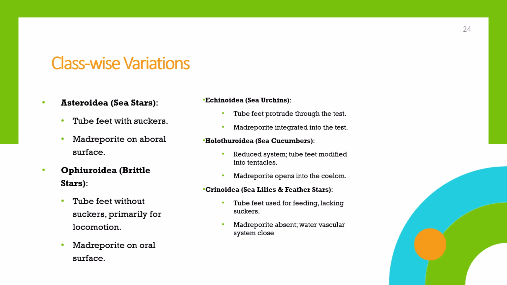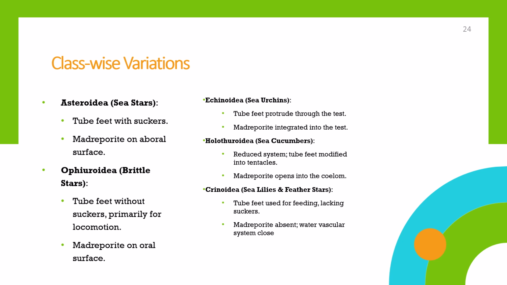So there are class-wise variations in the tube feet. In Asteroidea, as I said, tube feet with suckers are present. In Echinoidea, the tube feet protrude through the test. In Ophiuroidea, you will find tube feet without suckers, primarily for locomotion. In Holothuroidea, we find reduced tube feet modified into tentacles. In Crinoidea, the tube feet are used for feeding, lacking suckers.